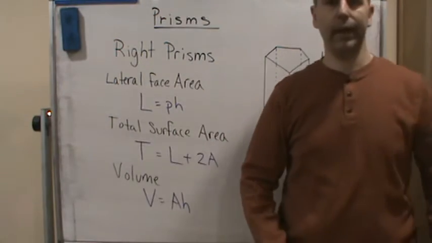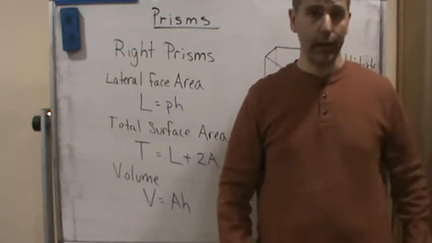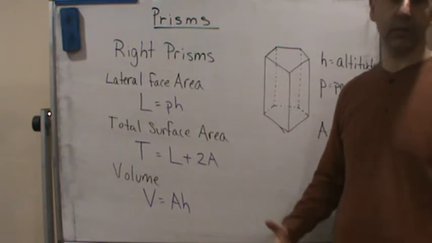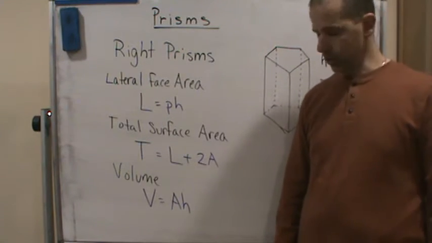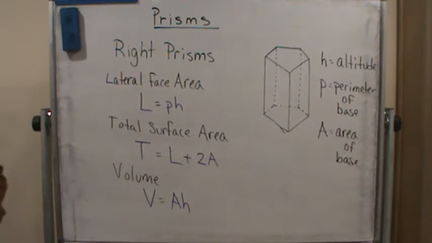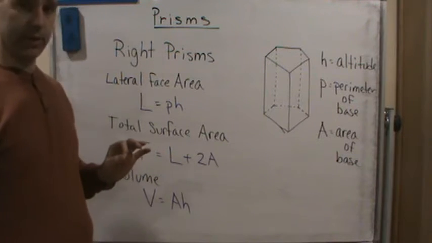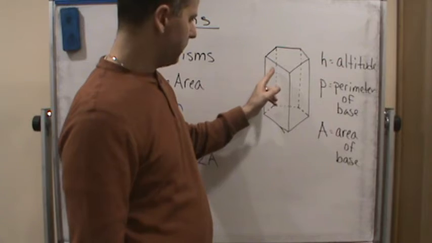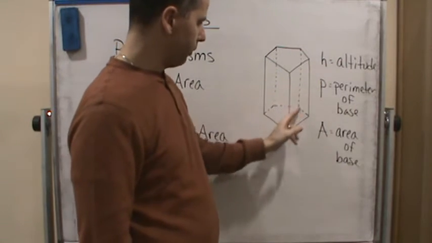Okay, so welcome back, and now we're going to talk about right prisms and some of the formulas that come out of this discussion. When you have a right prism, you can use these formulas to calculate either a lateral surface area. So what do we mean by lateral surface area? We want to calculate the surface area of all of the lateral sides.